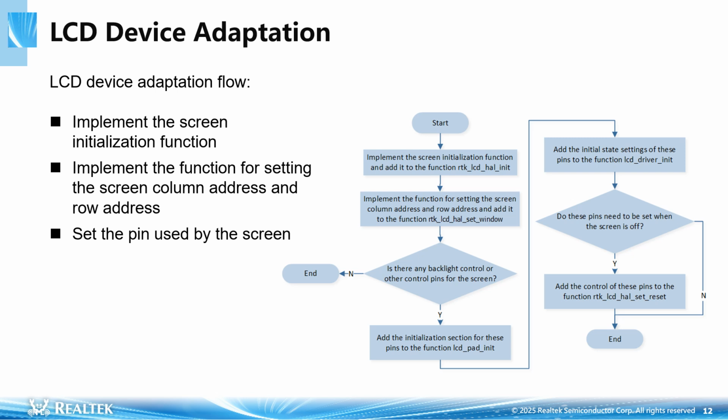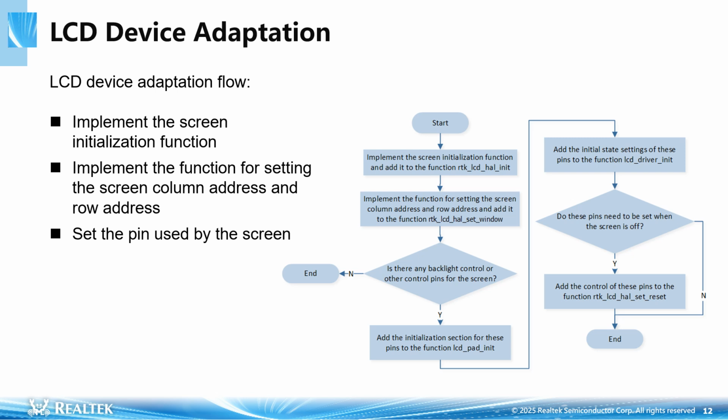Next, it is necessary to implement the function for setting the screen column address and row address, and add this function to the function RTK LCD HAL set window. The implementation of this function can refer to the function LCD sh8601a xpy 454 set window in sh8601z.